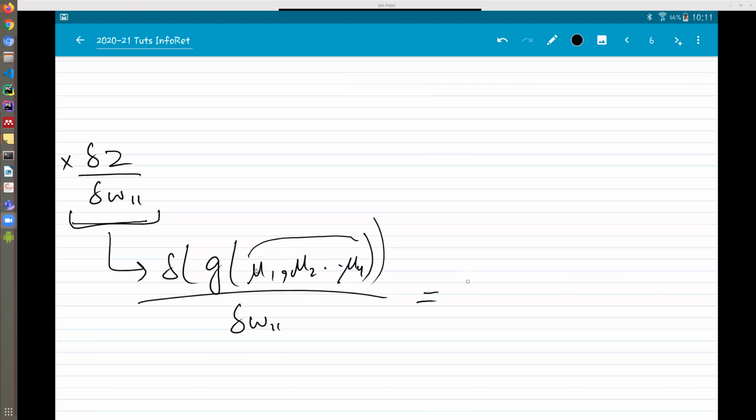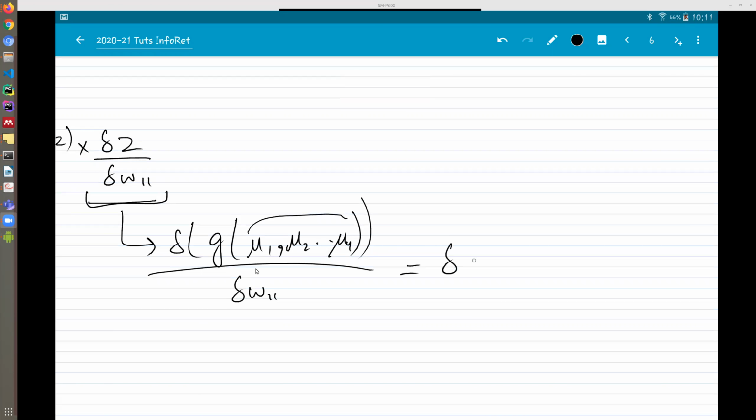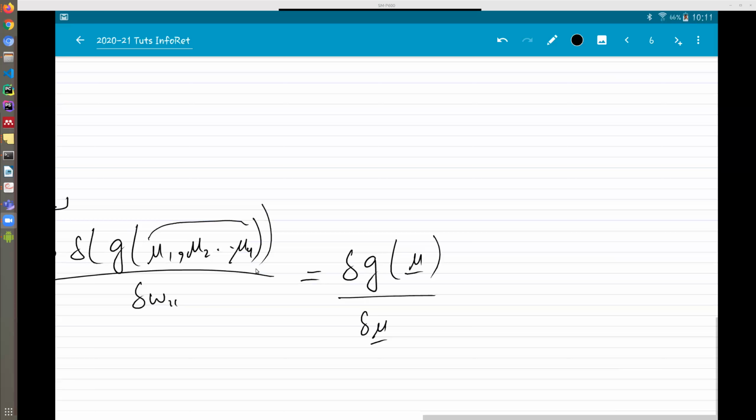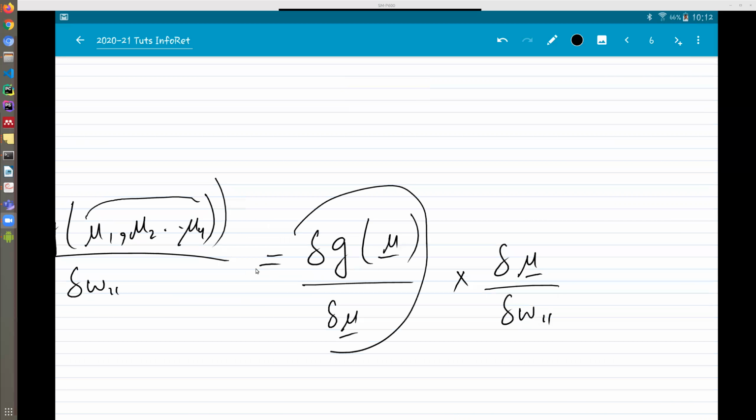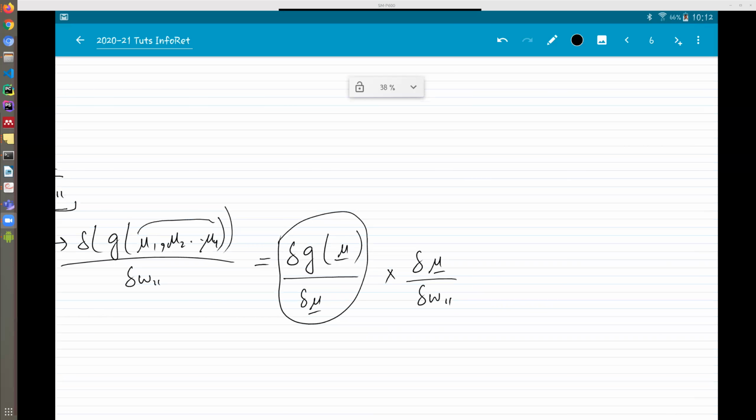So here we will write it. Again following the chain rule, we say this is equal to partial of g of mu, let's write it as mu vector for simplicity, with respect to mu, and multiply by partial of mu with respect to w11. So now we are left with this. If you have any question till here, maybe you can let me know, otherwise maybe we can proceed.